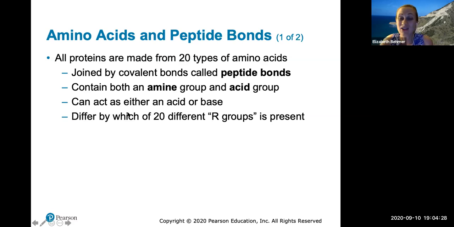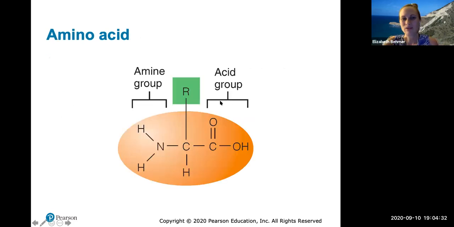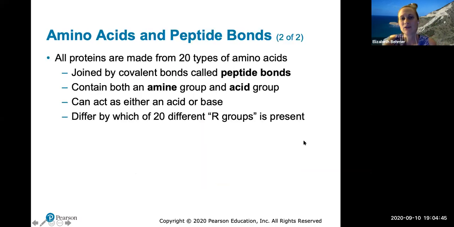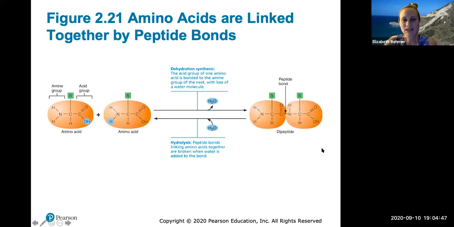The amino acids are all different by a different group that is on them. So this is an amino acid, and this is the R group. Every amino acid has this general structure, but the R stands for a different chemical group that gets added to it to change it. So there's 20 types of amino acids. They're all formed together by what we call peptide bonds. A dipeptide is 2 amino acids bonded together.